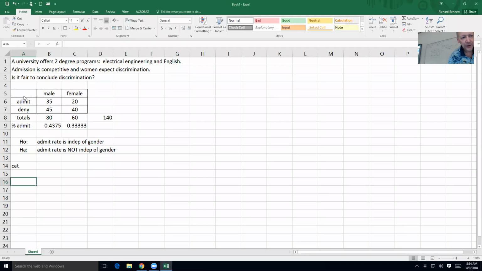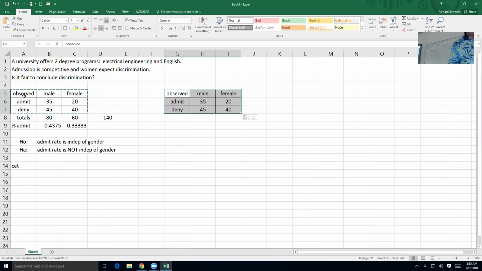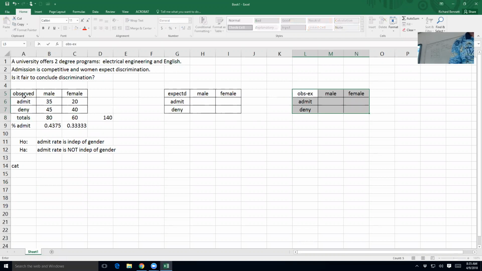Now let's go ahead. We're going to call this the observed table. Here's what I would recommend you do on a chi-square test of independence. You will copy this table twice. Maybe we'll copy it across the top. This is going to be the expected table, and I'm going to blank out these cells. Now, I'm going to copy it again, and this is going to be the observed minus the expected table.